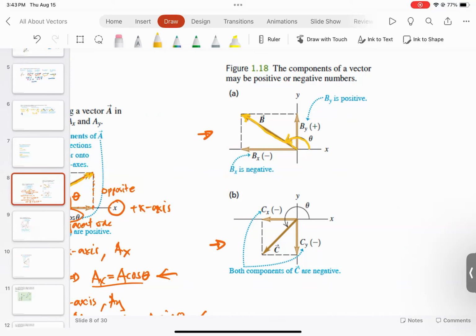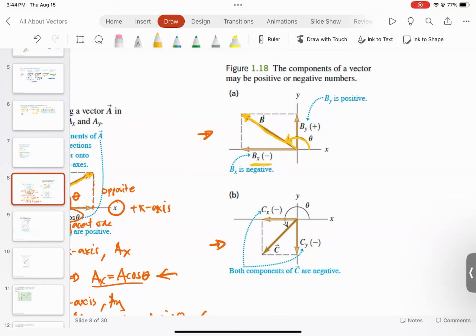Okay, mapapansin nyo rin na nasa second quadrant siya ng Cartesian coordinate system, which will immediately tell us na ang x component, o yung projection ng B onto the x-axis is negative, kasi nasa second quadrant. At yung projection ng B onto the y-axis ay positive. So yung x component ng B ay may negative sign at yung y component ng B ay may positive sign pag yung vector B ay nasa second quadrant.